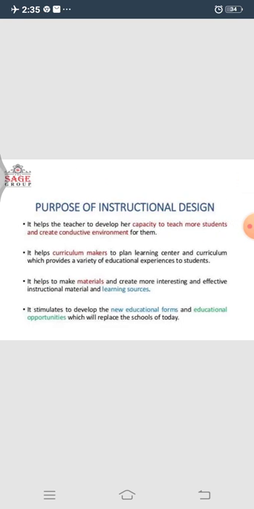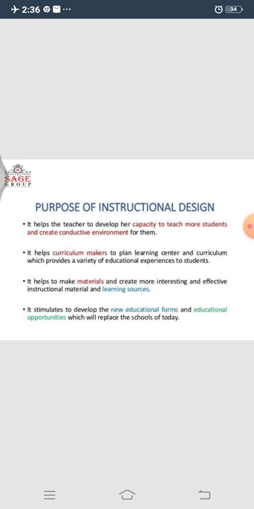Now, the purpose of instructional design: it helps the teacher to develop her capacity to teach more students and create a conducive environment for them, because it is explicitly designed, and the instructor also knows how he has to proceed. So it is not a person oriented design module. In an organization you should never have such a person oriented system, because if that person leaves your organization or is absent for a long period, your whole system will crash down. This should not be the case.